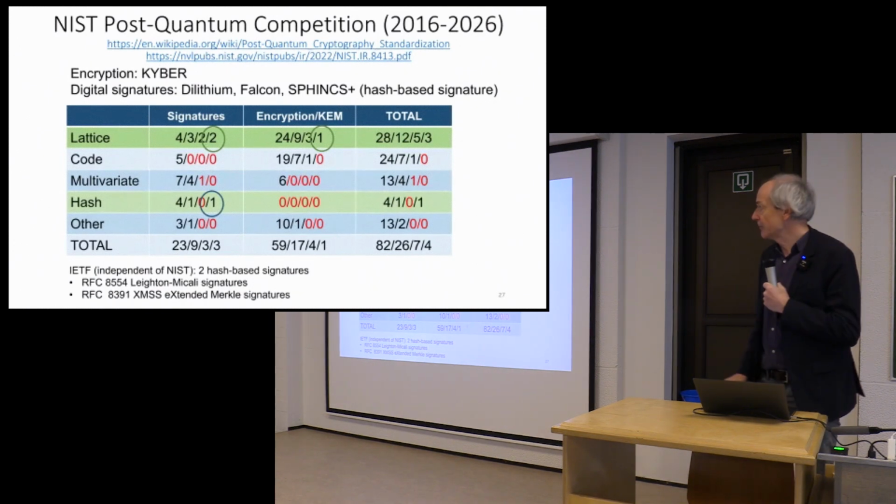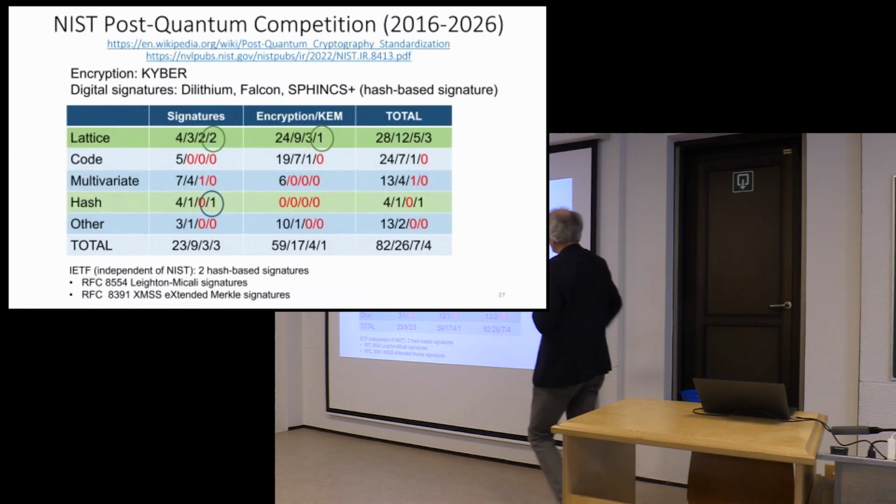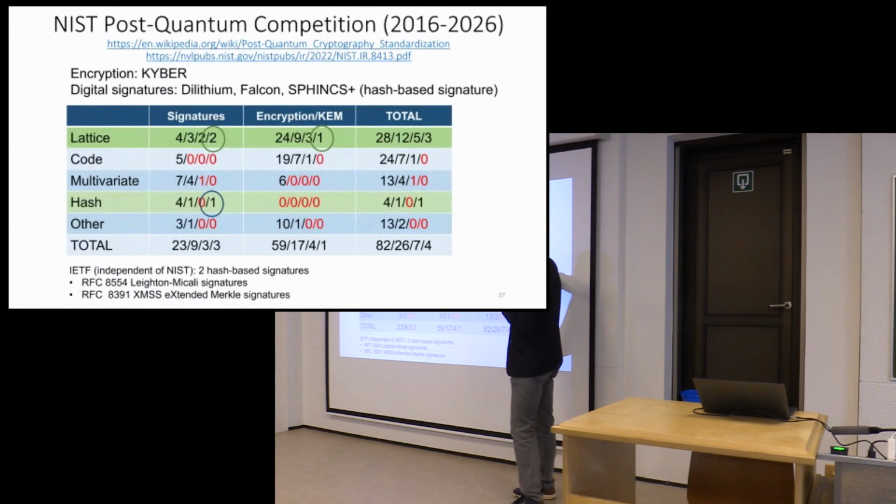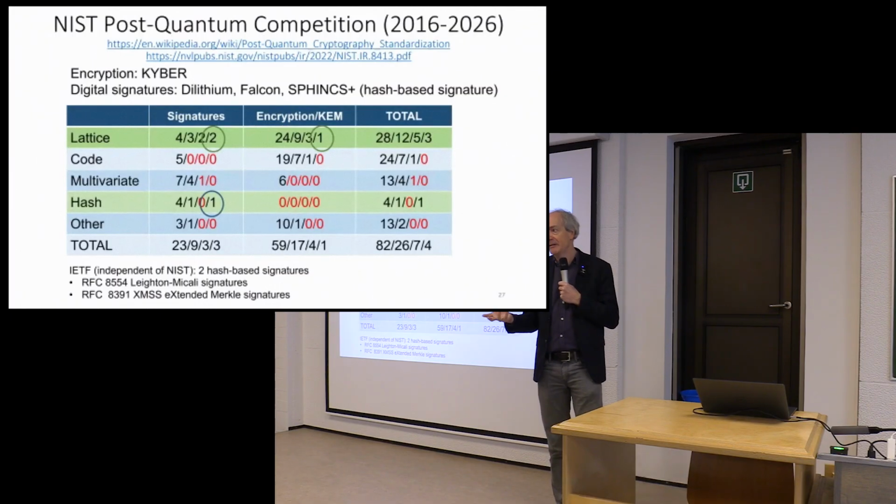The other main lesson is that if you look here at what was kept, the last number, it's only lattices. All the rest was actually broken, except for hash-based signatures, which is something that existed in the 80s and has been slightly optimized for the competition.